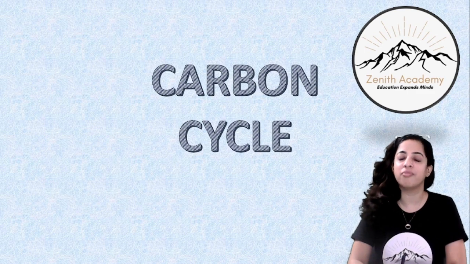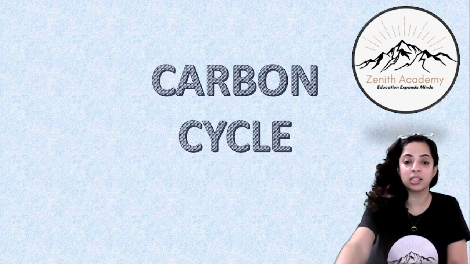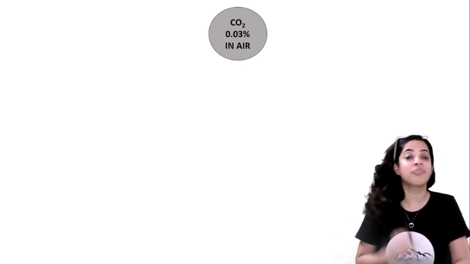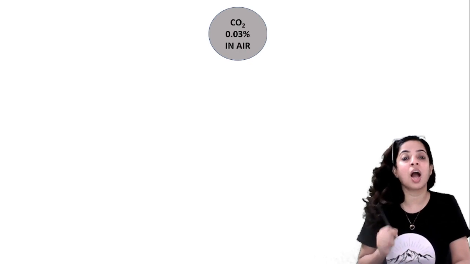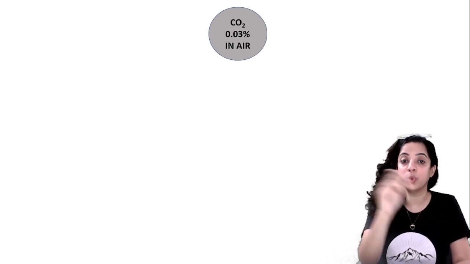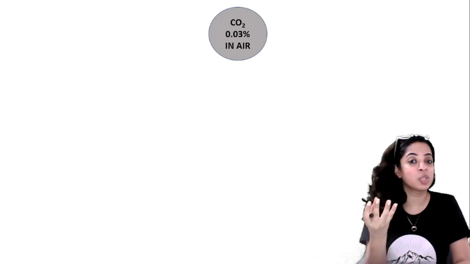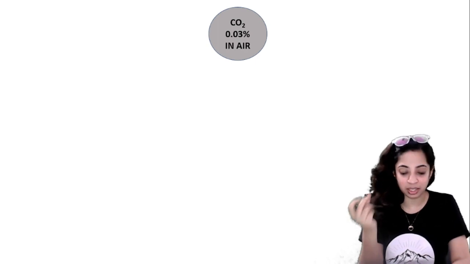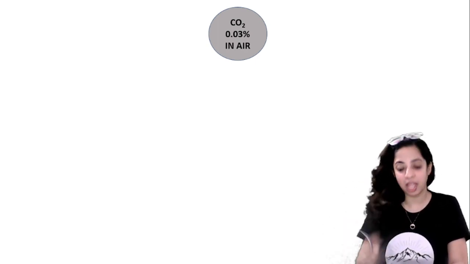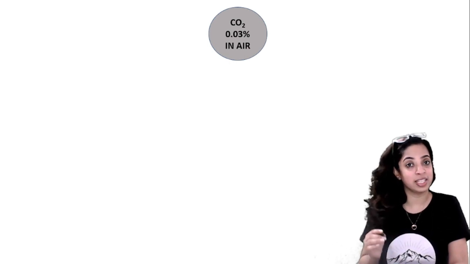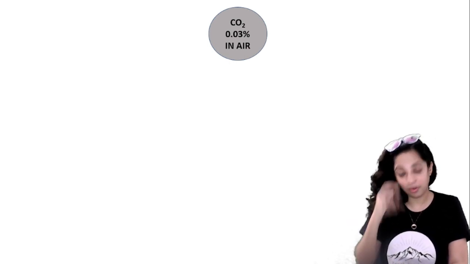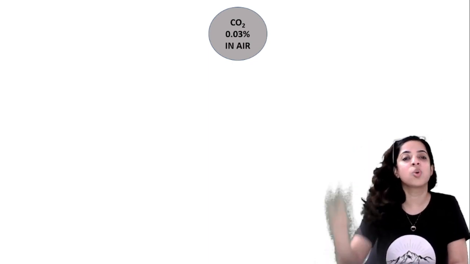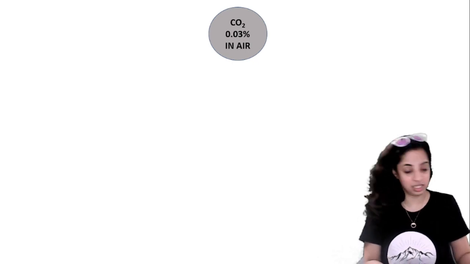Today we are going to do a very important topic, that is carbon cycle. So what is carbon cycle, my dear students? First we should understand it is a series of chemical reactions in which the carbon as a chemical element from CO2 is removed from the air. You can see CO2 is present in the atmosphere in 0.03%. It is used by the living organisms like plants and animals for their body processes, and then it is finally returned back to the atmosphere. So this whole cycle is known as carbon cycle.